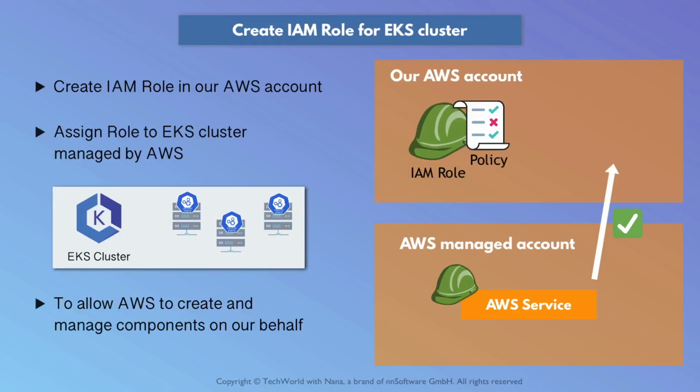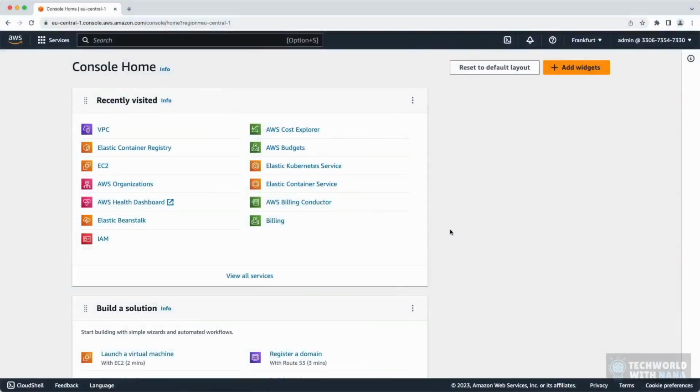And also as part of the role concept in AWS, you can actually give roles from your account to another AWS account, so that services on another account can manage components and services on your account. And that's exactly what we are doing. So we're going to create a role that has permission policies specifically for EKS cluster. So let's go and do that first.